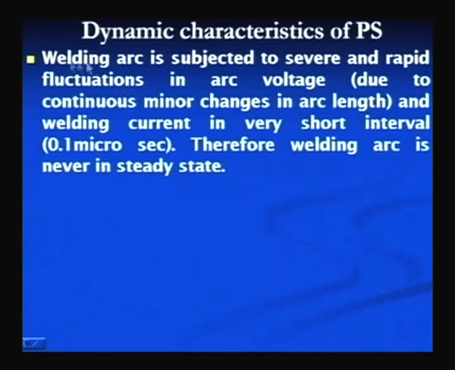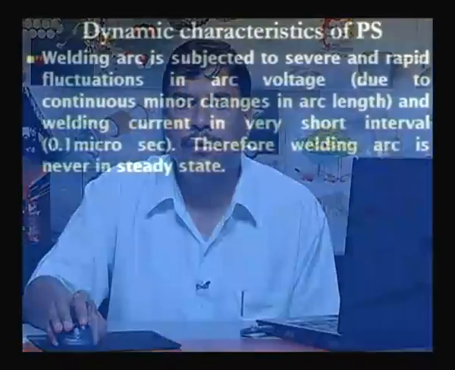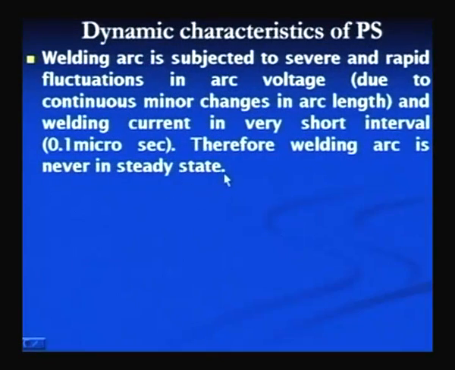The welding arc is subjected to severe rapid fluctuation in arc voltage due to continuous minor changes in arc length and welding current in a very short period. During the welding there is always fluctuation in the arc length, even if it may be very small, and that fluctuation in arc length leads to significant changes in the arc voltage and the arc current, and therefore the welding arc is never in steady state.